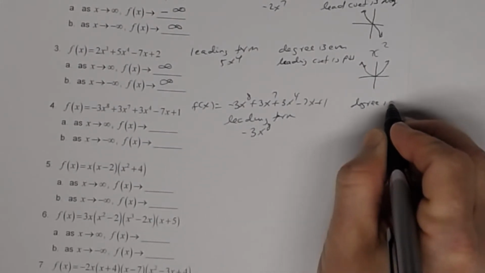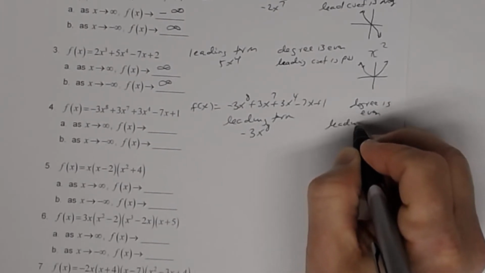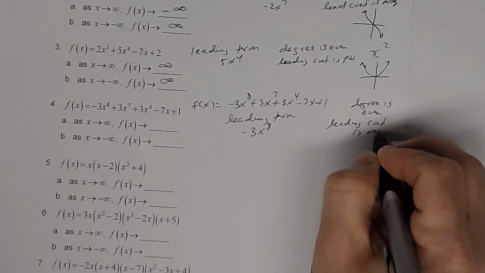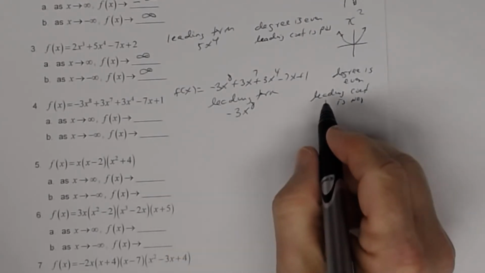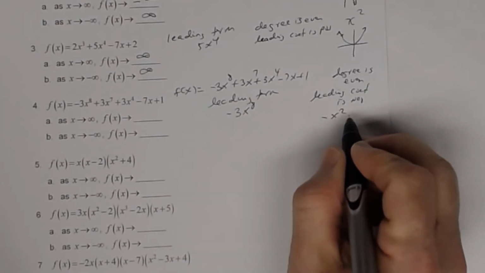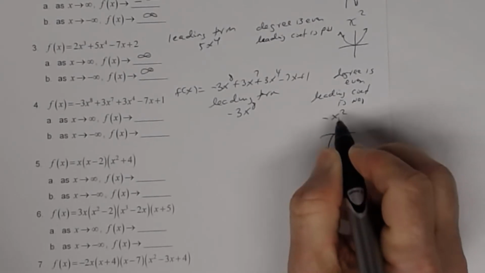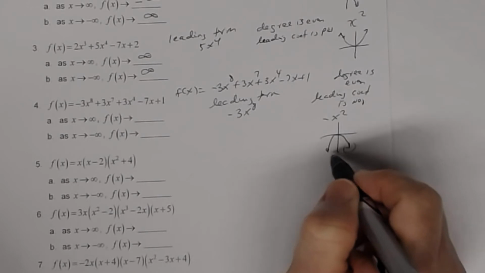But this time, the leading coefficient is negative. So the leading coefficient is negative 3. So for that one, I'm going to think of negative x squared. Negative x squared, you know, is a reflection of x squared about the x-axis. So both ends point down, right?